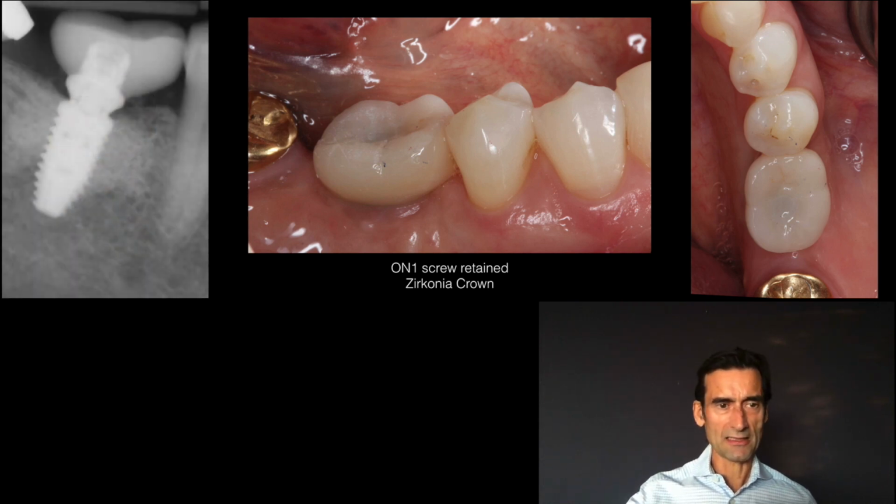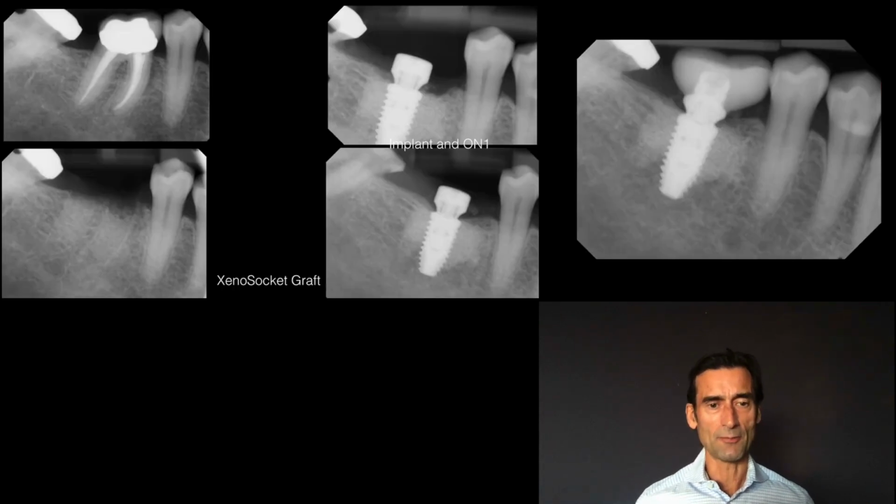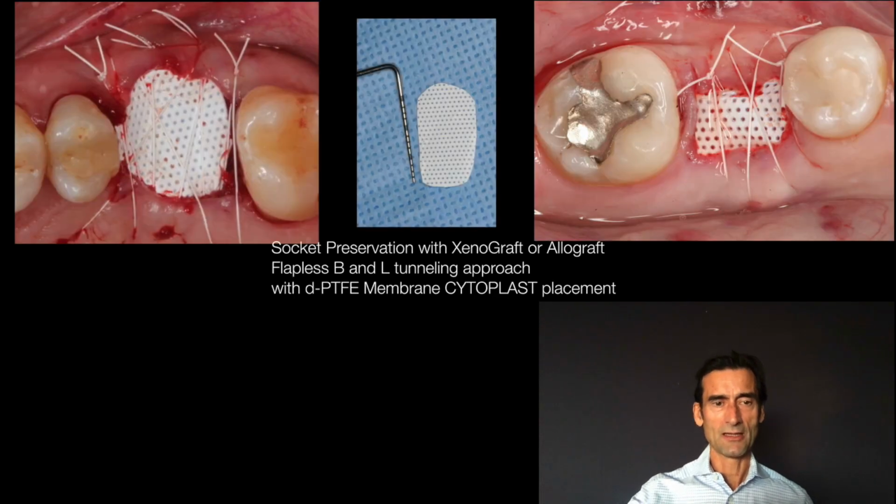And here you can see the implant. Look at the beautiful preservation of bone after time, the abutment we made at the tissue level, and then the final abutment to connect to the crown. And here's the before extraction with the xenograft socket graft, then the implant and the tissue level abutment, and then the final crown for this patient.